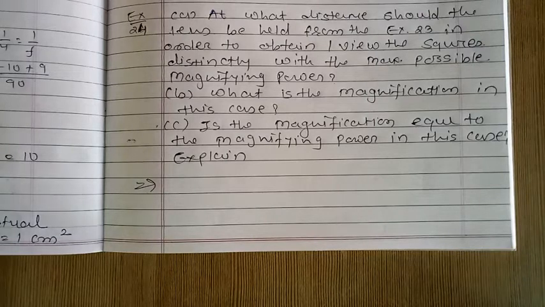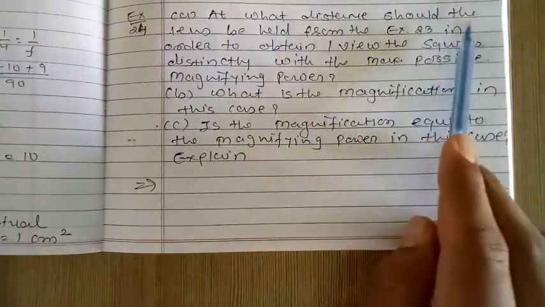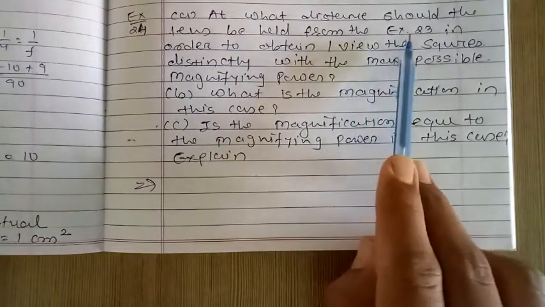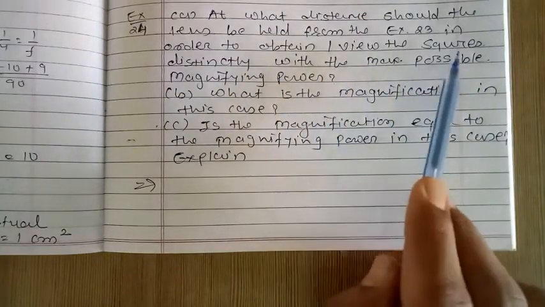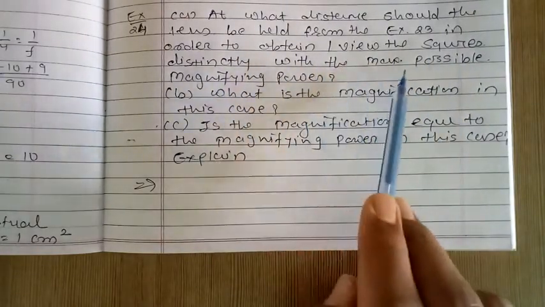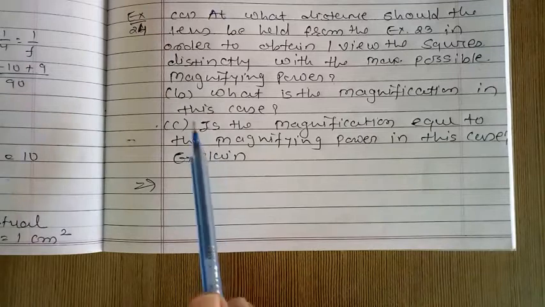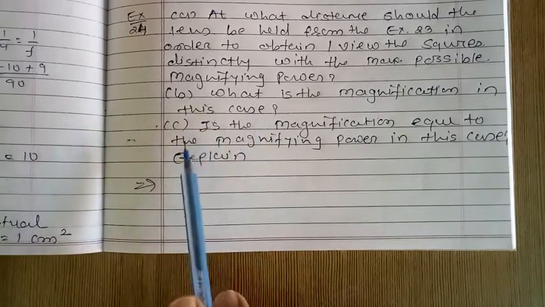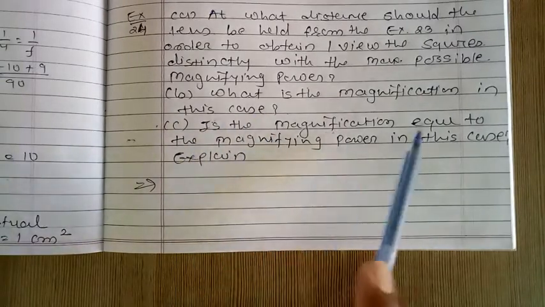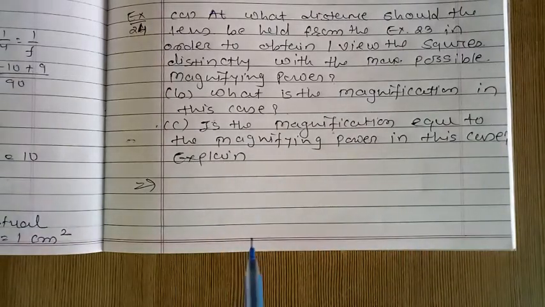Now example number 24. A. At what distance should the lens be held from the exercise 23 in order to view the square distinctly with the maximum possible magnifying power? B. What is the magnification in this case? C. Is the magnification equal to the magnifying power in this case? Explain.